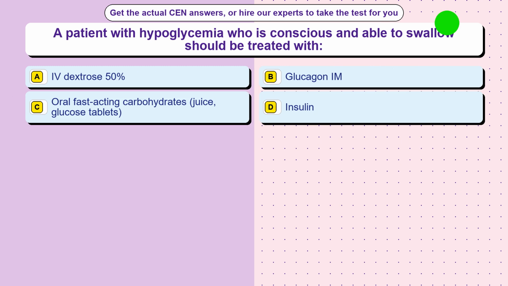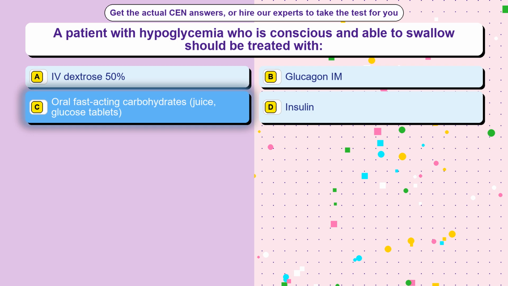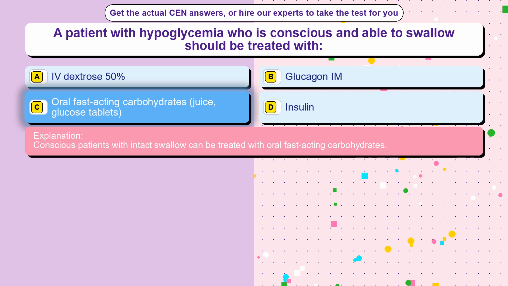Question 77. A patient with hypoglycemia who is conscious and able to swallow should be treated with Option A, D50. Option B, glucagon IM. Option C, oral fast-acting carbohydrates, juice, glucose tablets. Option D, insulin. The correct answer is option C, oral fast-acting carbohydrates, juice, glucose tablets. Conscious patients with intact swallow can be treated with oral fast-acting carbohydrates.